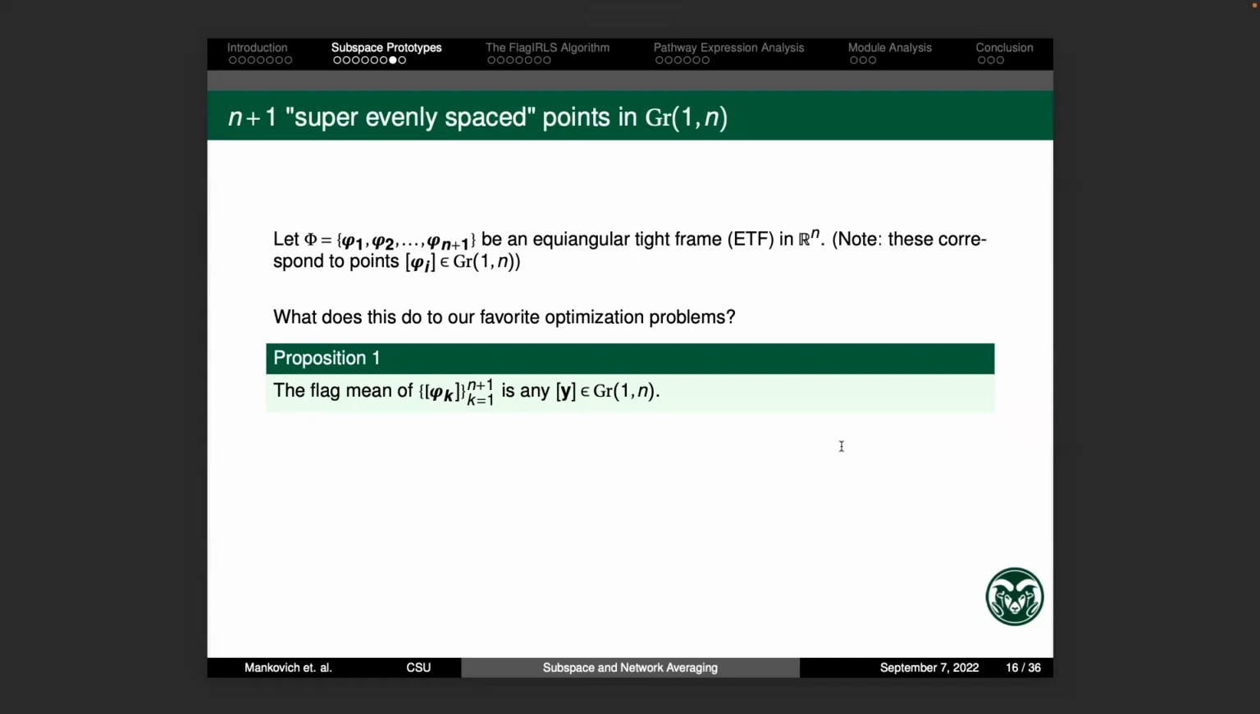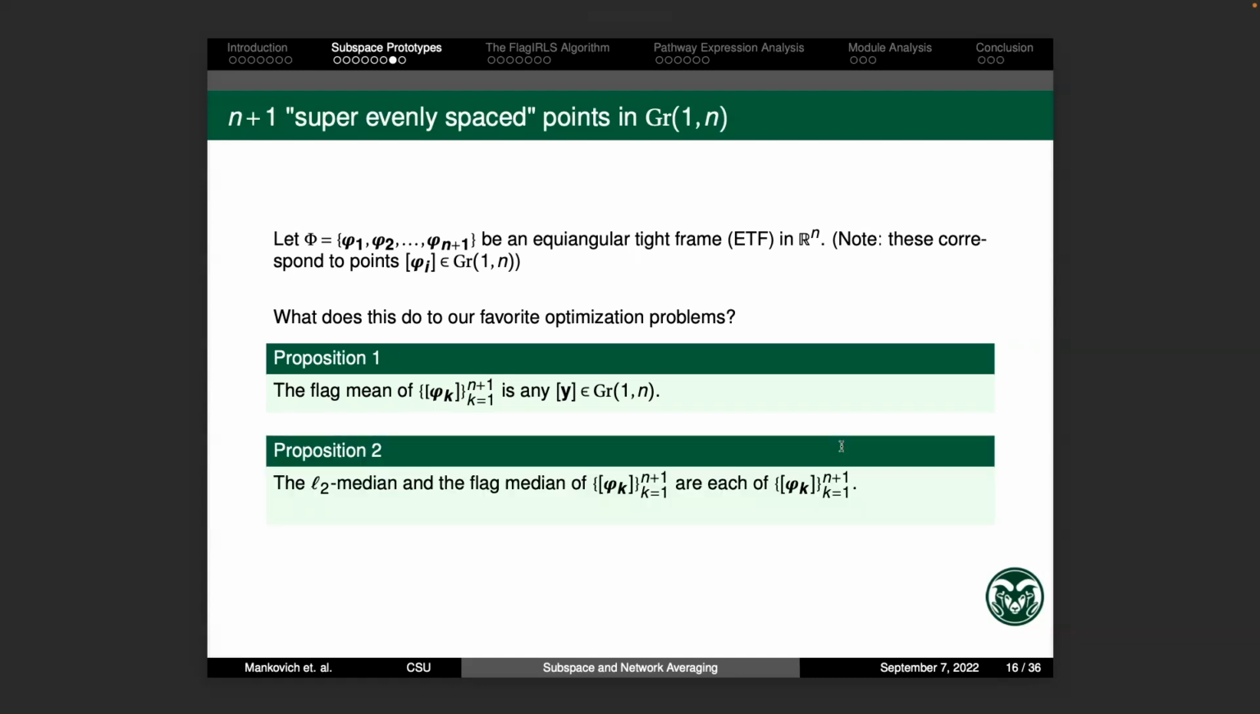The first thing that we noticed is that the flag mean, which is the prototype that was developed by Draper, of these super evenly spaced subspaces is in fact every possible one-dimensional subspace of Rn, which is kind of funny. You're like, well, the mean should be unique, right? But this is a total worst case scenario. It's just comical. Perhaps in real data, we wouldn't find such perfectly configured data points, so we don't have to worry about this crazy fact, but it's interesting to note.